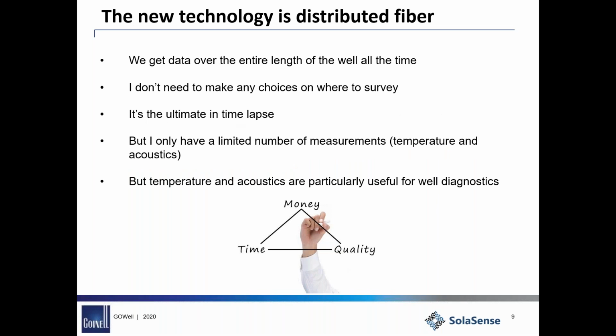So the new technology is a distributed measurement run on fiber. So we get the data over the entire length of the well all the time. I don't need to make any choice on where to survey. As long as I can deploy that fiber to the bottom of the well, I'll get everything over the entire length of that well, the whole time I'm pulsing down that piece of fiber. And it's the ultimate in time lapse. So I've got the ability to look at the profiles at the start and over the entire duration of that survey interval.